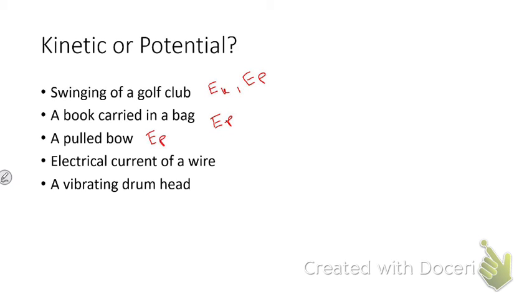Electrical current of a wire. So like right now, the electricity that is moving through our wires right now. Kinetic, good. And a vibrating drum head. Kinetic, good.